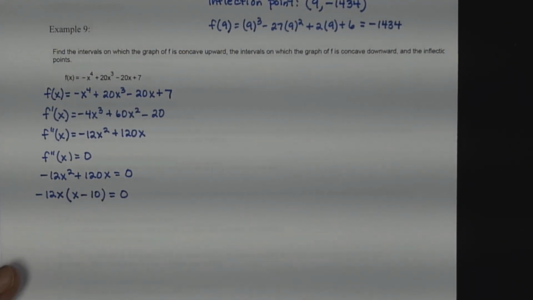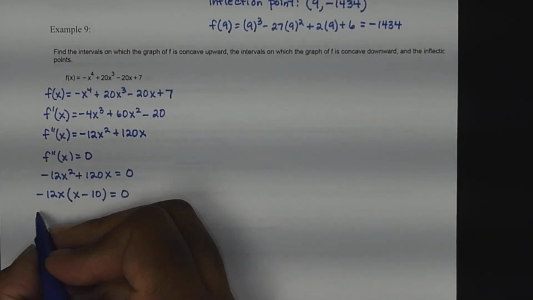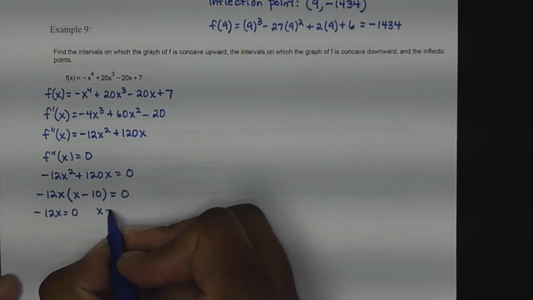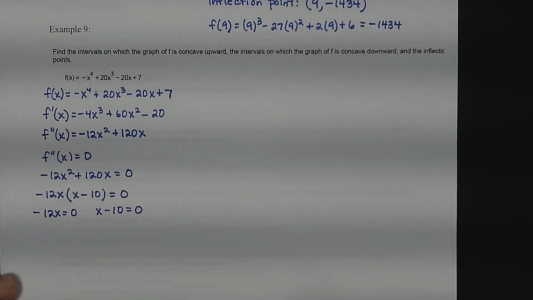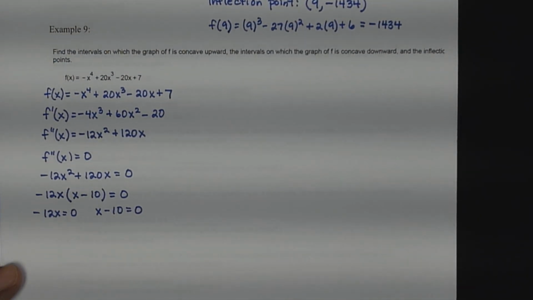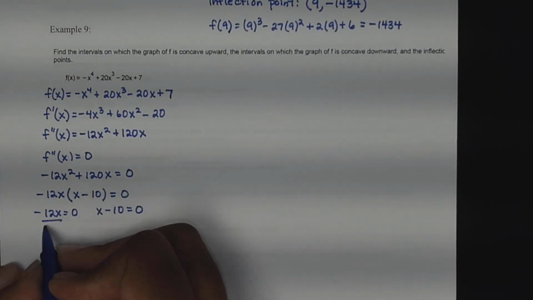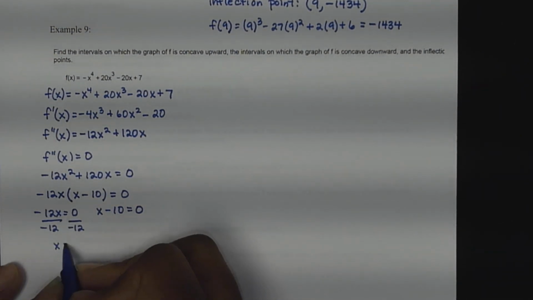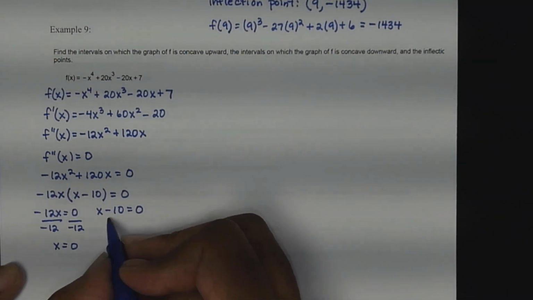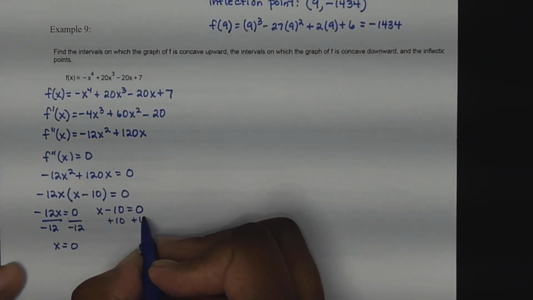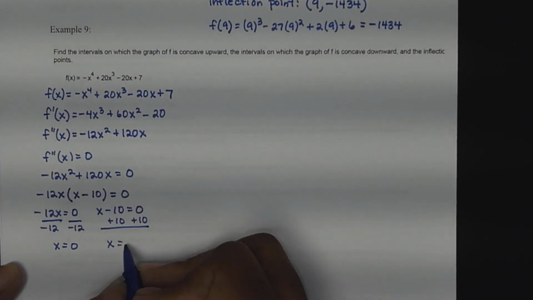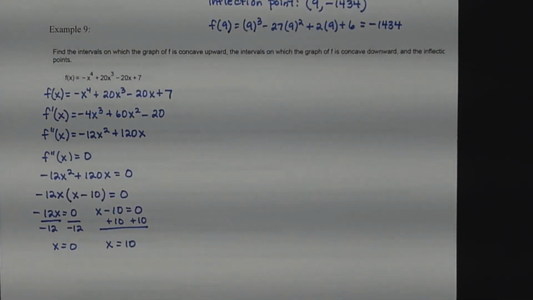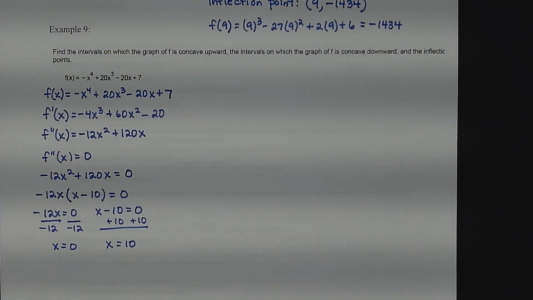And then we're going to set each factor equal to 0. So that means negative 12x is equal to 0, and x minus 10 is equal to 0. Each equation we're going to solve for x. For negative 12x equals 0, that means x is equal to 0. And for x minus 10 equals 0, adding 10 gives x is equal to 10. So here I got two critical numbers. One is x equals 0, the other one is x equals 10.